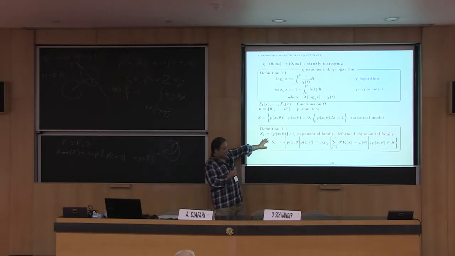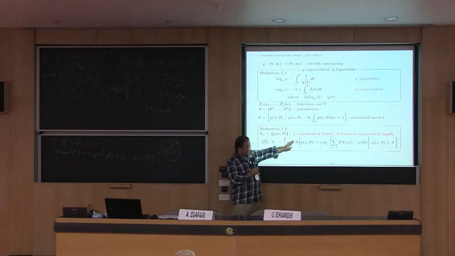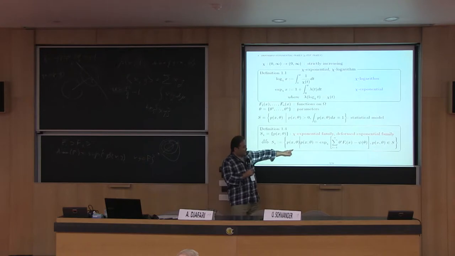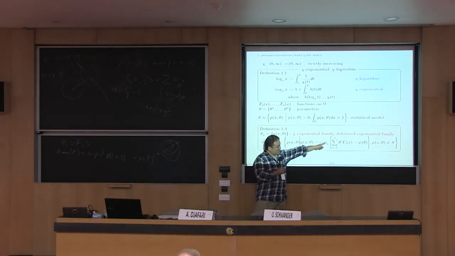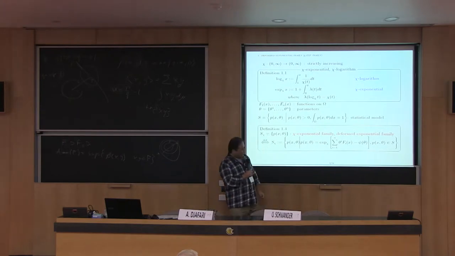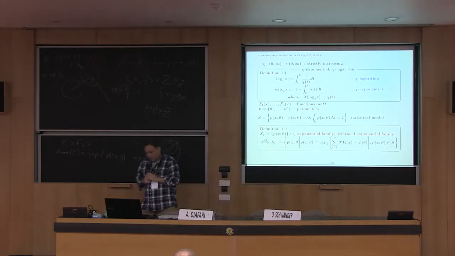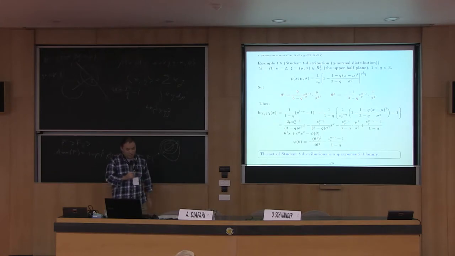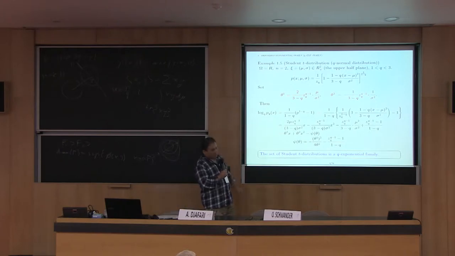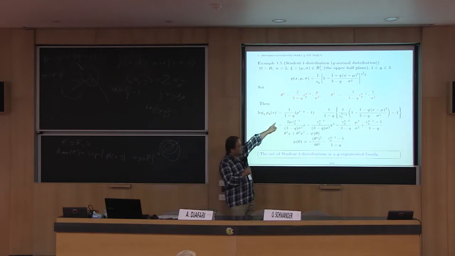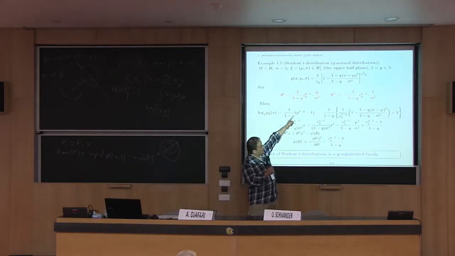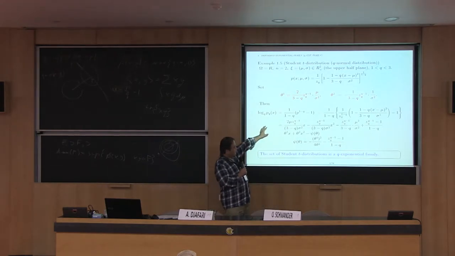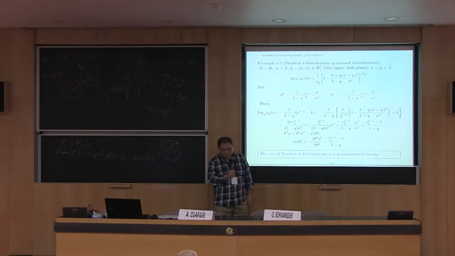We say that the statistical model is a chi-exponential family or a deformed exponential family if the density is written with the deformed exponential function. The definition is almost the same as the standard exponential family. This is an example of a q-exponential family, nothing but the Student t distribution. If we set the natural parameters like these red ones, then one can find that the set of Student t distributions is a q-exponential family.